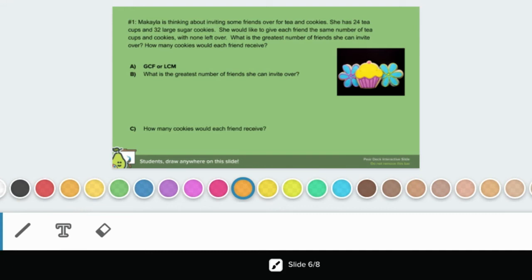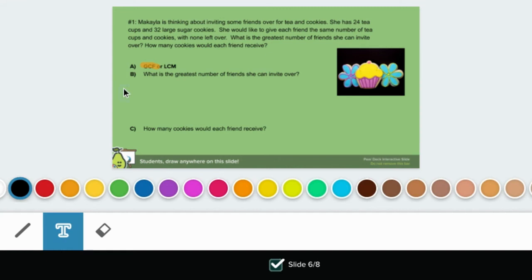Okay, so I have to figure out if I'm finding the greatest common factor or the least common multiple. And if I'm going to invite friends over, then I'm going to need to have less friends than I do teacups or cookies. So I am going to be finding the greatest common factor. All right, so I'm going to list out the factors of 24. So 1, 2, 3, 4, 6, 8, 12, and 24.